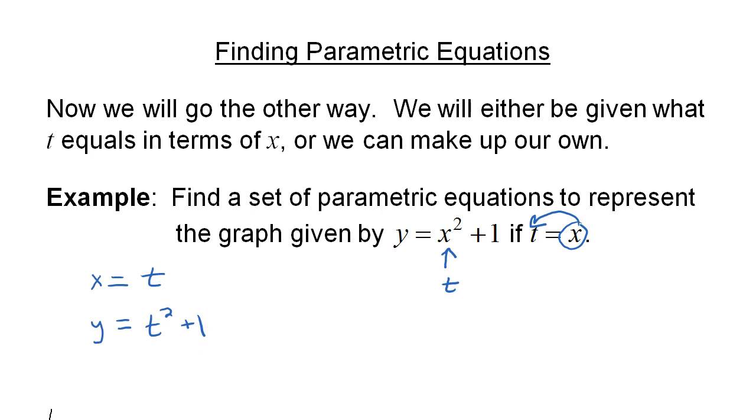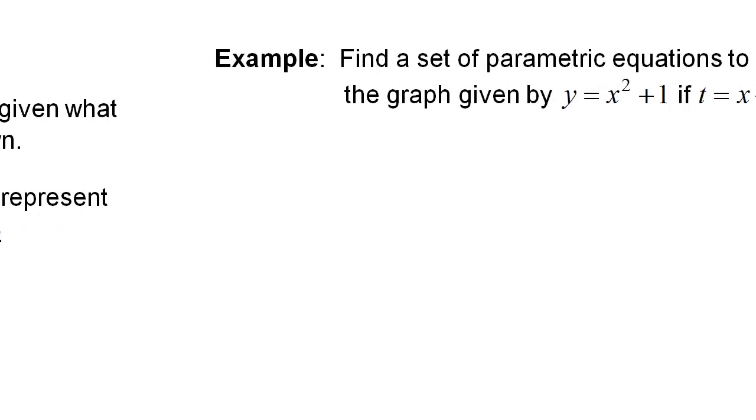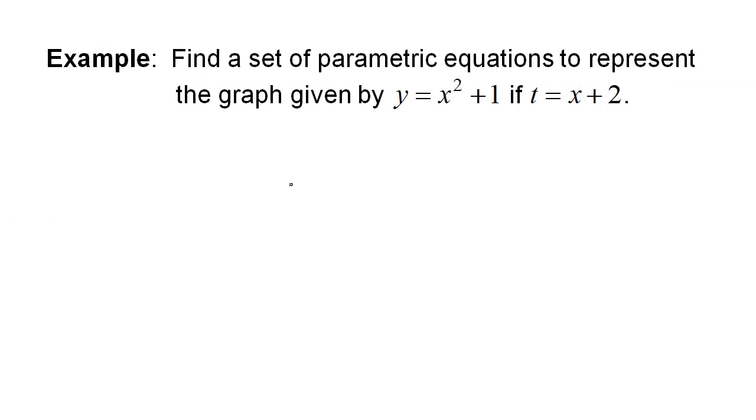Let's look at a different parameter. Okay, let's look at one more example. This is the exact same equation that we had before, but I'm going to change the parameter. So instead of t equals x, I've got t equals x plus 2. Well, let's remember our parametric equations are going to be x equals something and y equals something. So if I come over here, I can subtract 2 from both sides and get t minus 2 equals x. So that means x equals t minus 2, and I'm half done.